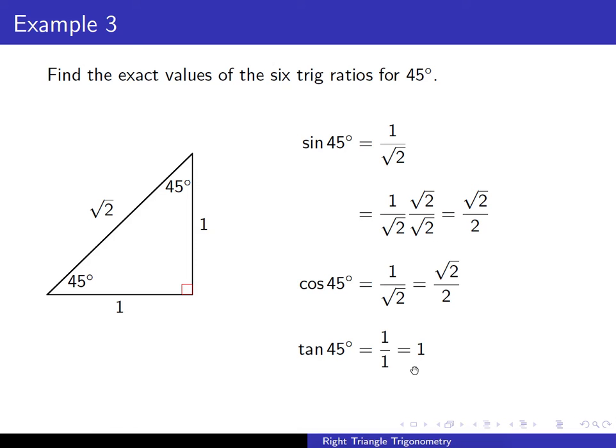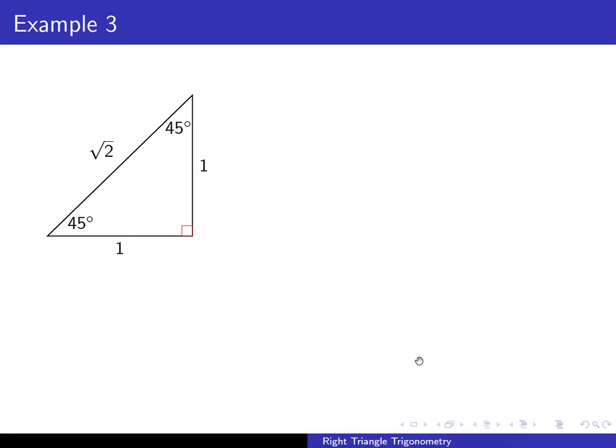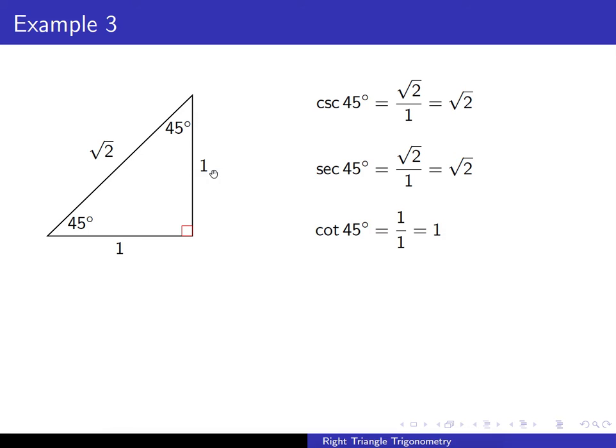So those are the big three, and we're going to take their reciprocals for cosecant, secant, and cotangent. So cosecant of 45 degrees, hypotenuse over opposite, square root of 2 over 1 is just square root of 2. Secant of 45 degrees, hypotenuse over adjacent, we have square root of 2 over 1, and that again is square root of 2. So just like sine and cosine of 45 degrees are the same, secant and cosecant of 45 degrees are the same. And then finally, cotangent, adjacent 1 over opposite 1, it simplifies to 1. So those are the 6 trig ratios for 45 degrees.